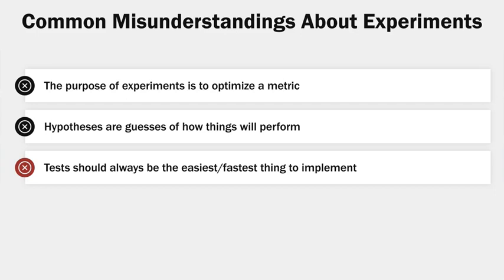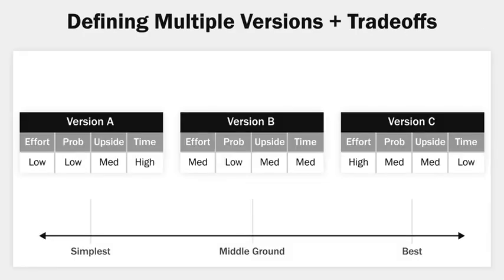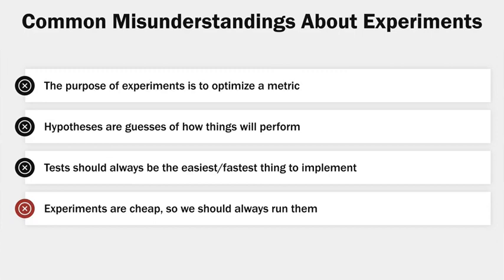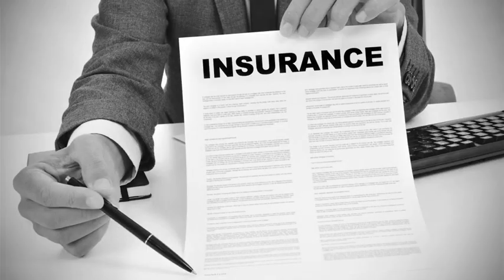The third common misunderstanding is that tests should always be the easiest or fastest thing to implement. What we'll talk about when we define different minimum viable tests is that it's more important to understand what are the different variations we can do and what are the trade-offs. We can discuss those with the team to understand what is the best version of an experiment that we can run. The fourth common misunderstanding is that experiments are cheap, so we should always run them. In other words, viewing experiments as an insurance policy for the lack of thinking through all of our problems and what we're trying to do in a structured and critical way.